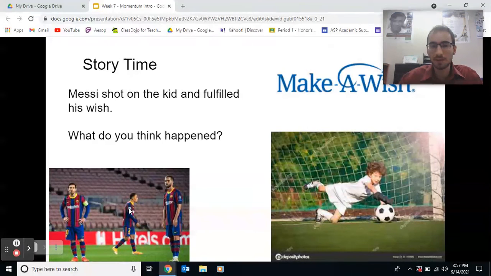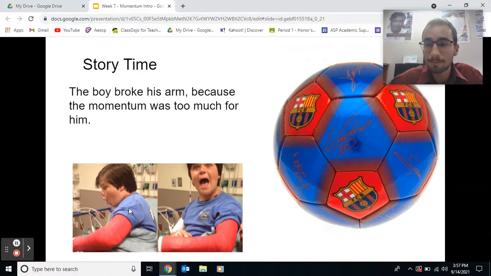I want you to pause the video now. What do you think happened when Messi shot on the kid? Okay. Hopefully, you figured Messi's not holding back. So actually, the boy broke his arm because he did block it, but the force was so great, the momentum was so great, it flew his hand back, and he broke his arm for blocking it because the momentum was too much for him. But it wasn't all bad. Messi and the team felt so bad that they actually all signed a ball for him.